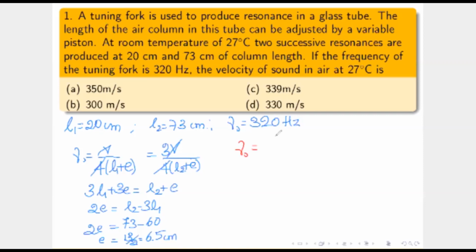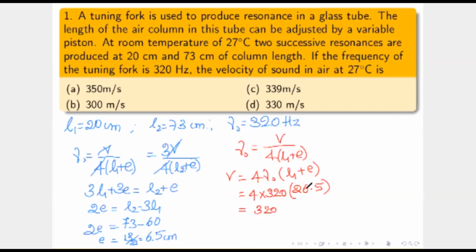So nu naught equals V by 4 times (L1 plus E), or V equals 4 times nu naught times (L1 plus E), and nu naught is 320 Hertz, L1 is 20 centimeters, and end correction is 6.5 centimeters. So it is 26.5 centimeters. So let's simplify this. 4 times 25 is 100, and 1.5 times 4 is 6. So it is 106, and this is in centimeters.